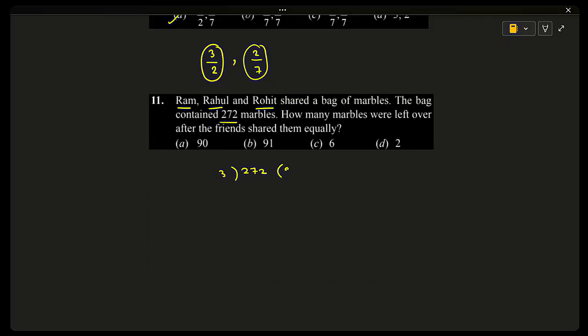3 into 90, you will get 270 and the remainder is 2. So each one of them will receive 90 marbles, and how many are left over? 2. That is option D. So, indirectly they are asking the remainder. Okay. So 12th one.